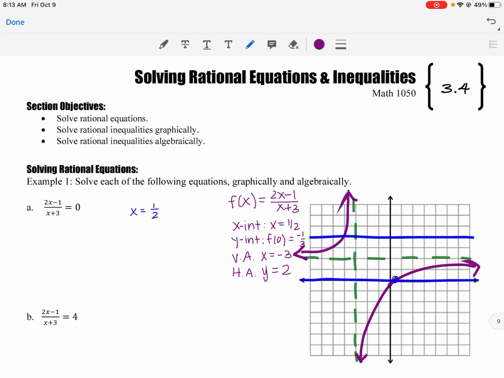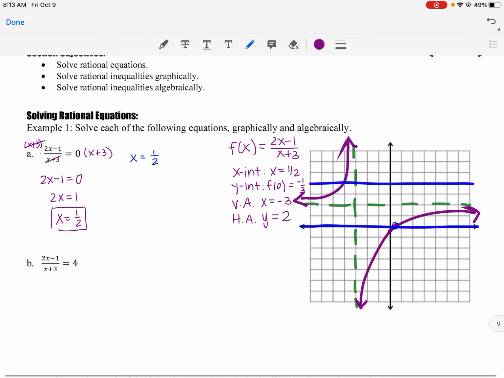So whether you cross multiply or you think about just multiplying both sides by x plus 3, we end up getting 2x minus 1 equals 0, since 0 times anything is just 0. We add 1 to the other side, so we get x equals a half. Hey, that is the same solution we got when we looked at the graph.